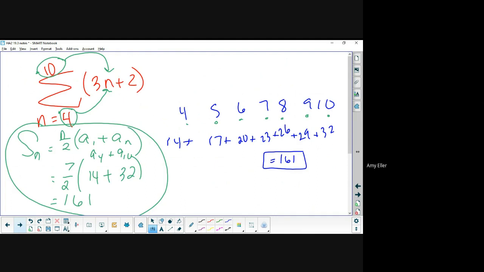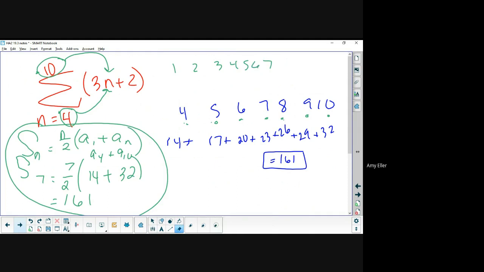I have a question for you. What is wrong with me labeling it like this? S sub 7. Very good. I am adding 7 terms: 1, 2, 3, 4, 5, 6, 7. But S sub 7 usually means I'm adding the first 7.